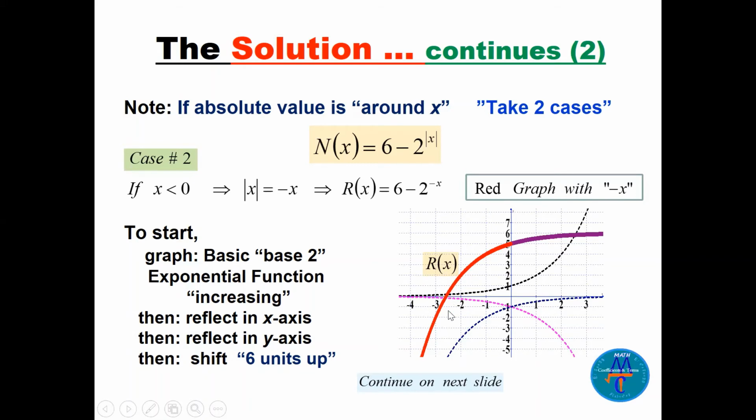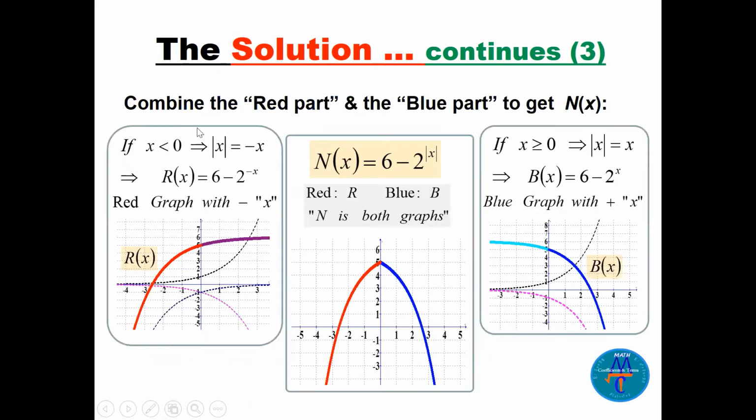Now we have to combine the red part. See, this is the red part where x is negative. Combine with the blue part. This is the blue part where x is positive. So we can have this one in the middle. See, this is where x is positive on the right.